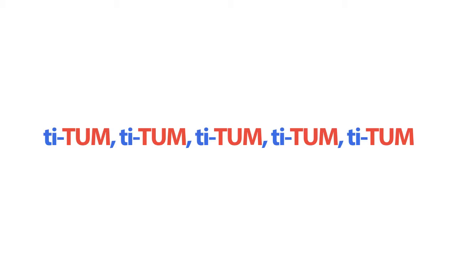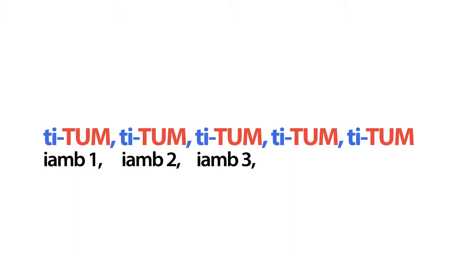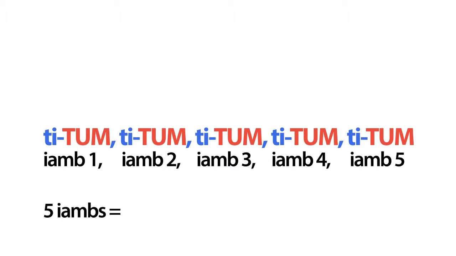Each one of the ti-dums is called an iamb, and since there are 5 ti-dums in a line, the line is in iambic pentameter. Each ti and tum of a line is a syllable. Therefore, each line consists of 10 alternating unstressed and stressed syllables.